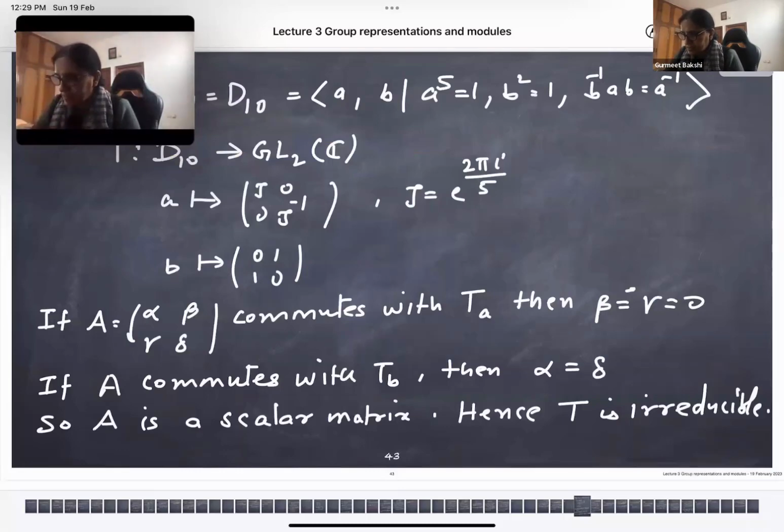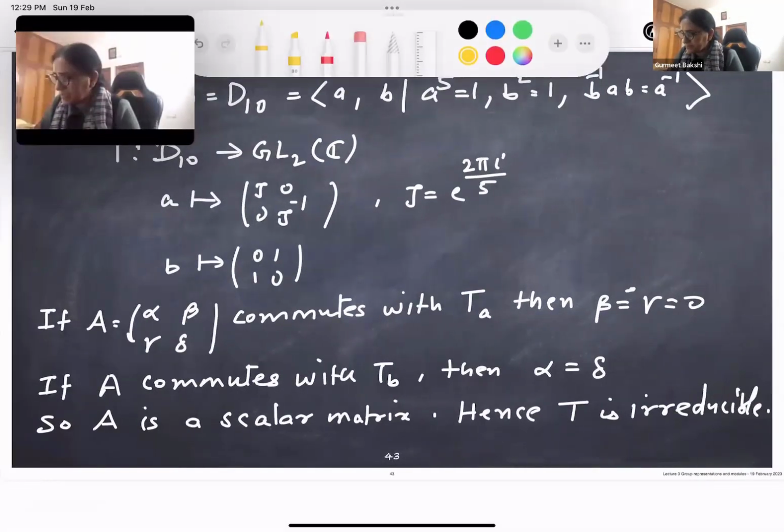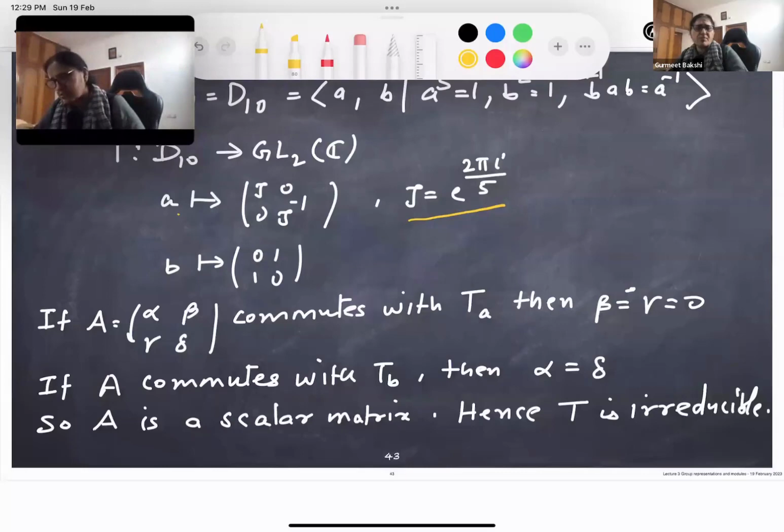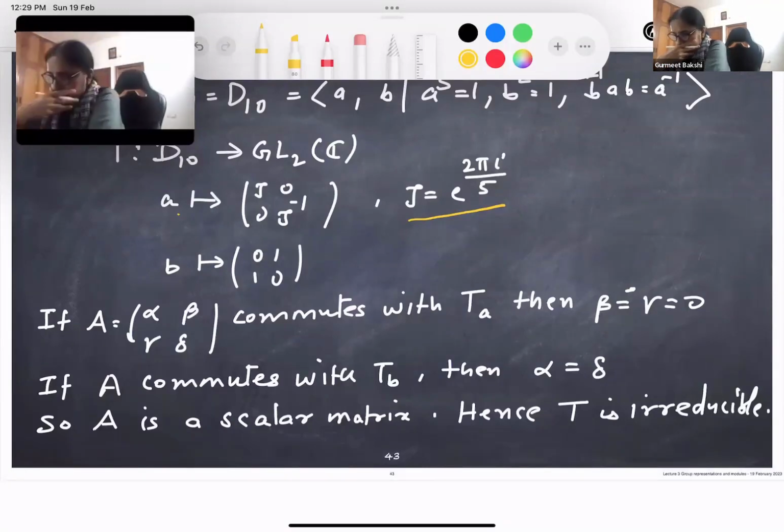And look at this. So zeta is a primitive fifth root of unity. And so I map A to this matrix and map B to this matrix. It's a homomorphism from D10 to GL2(C). And this is an irreducible representation.